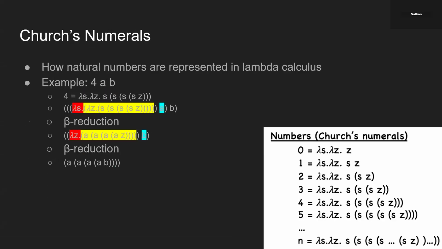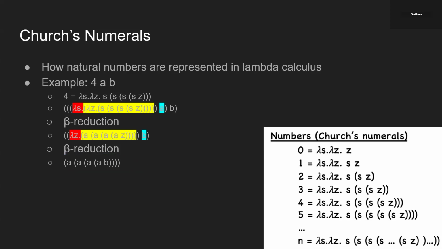Church numerals are how natural numbers are represented in lambda calculus. Once again, it's an abstraction. So, for example, if we're given 4ab, it's not of this form, but how it actually works is you replace this 4 with the abstraction. This is actually what's in the back end. You apply a to all these s's, which gives you lambda z, a z. Then you apply b to lambda z, which gives you this. So that's what you get there.